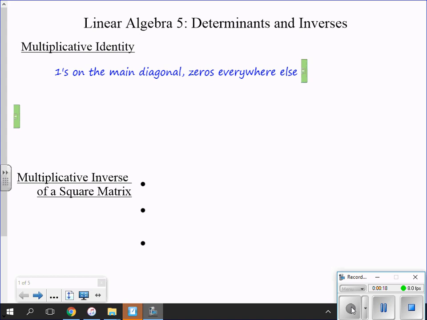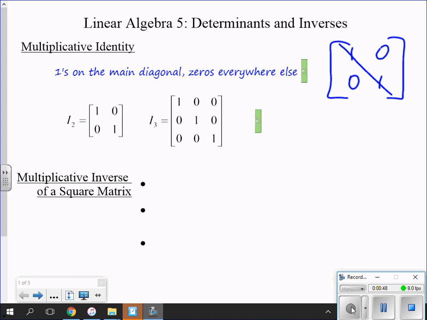Multiplicative identity. The multiplicative identity is a matrix that has ones on the main diagonal and zeros everywhere else. Identity matrices are all square matrices, 2 by 2, 3 by 3, 4 by 4, etc. And they have ones on the diagonals and zeros everywhere else. A 2 by 2 matrix is 1, 0, 0, 1. That's what they look like. Ones on the diagonals, 0 everywhere else, and they're always square.